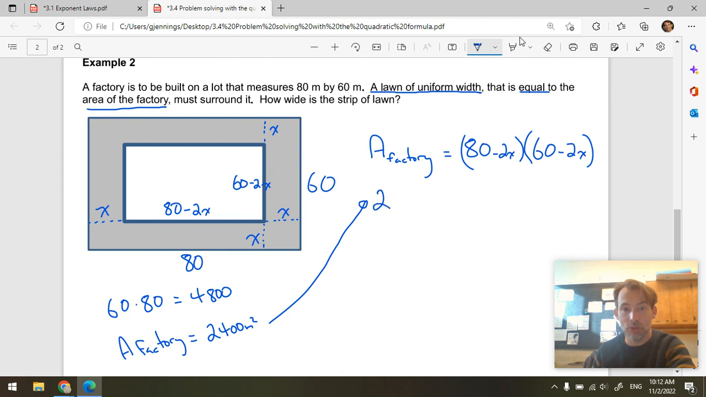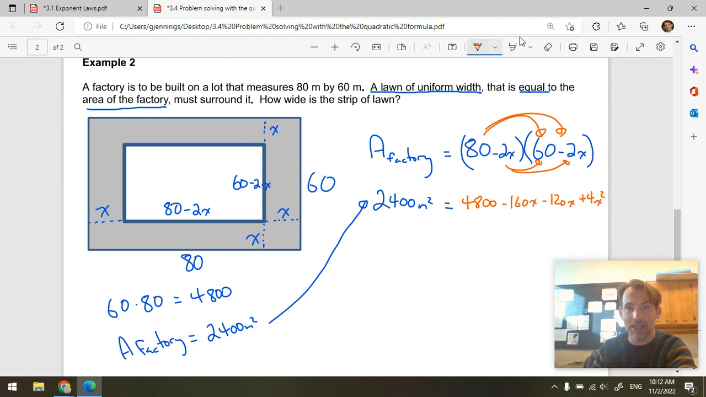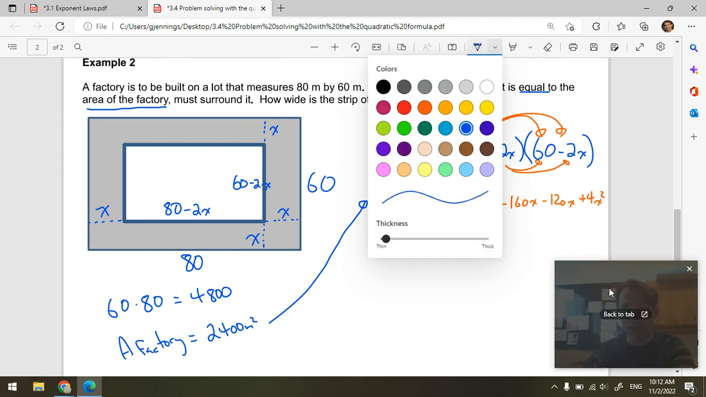So the area of the factory is 2,400 meters squared, and that's equal to, we're going to do our foiling here. We have 80 times 60, which is, sorry, 4,800. 80 times negative 2x is minus 160x. And then negative 2x times 60 is minus 120x. And then minus 2x times minus 2x is plus 4x squared.